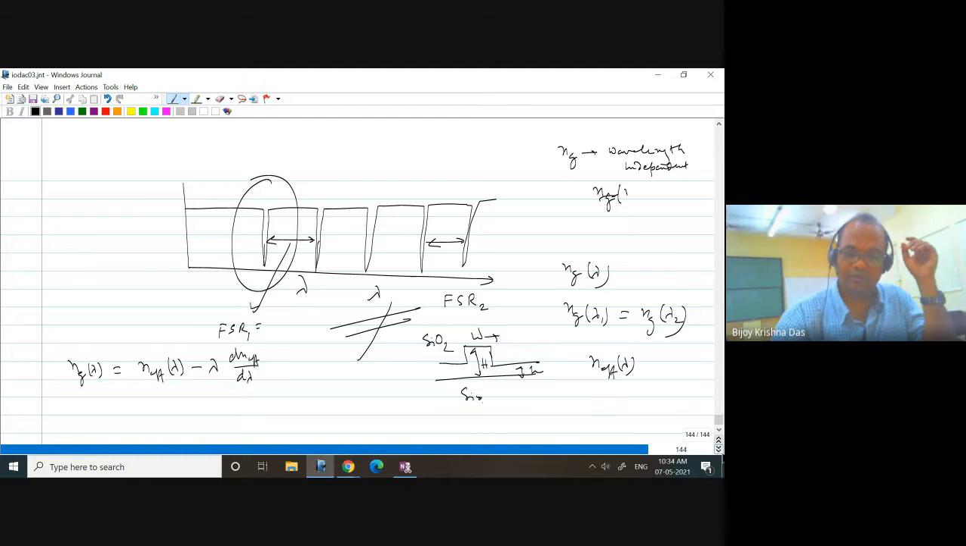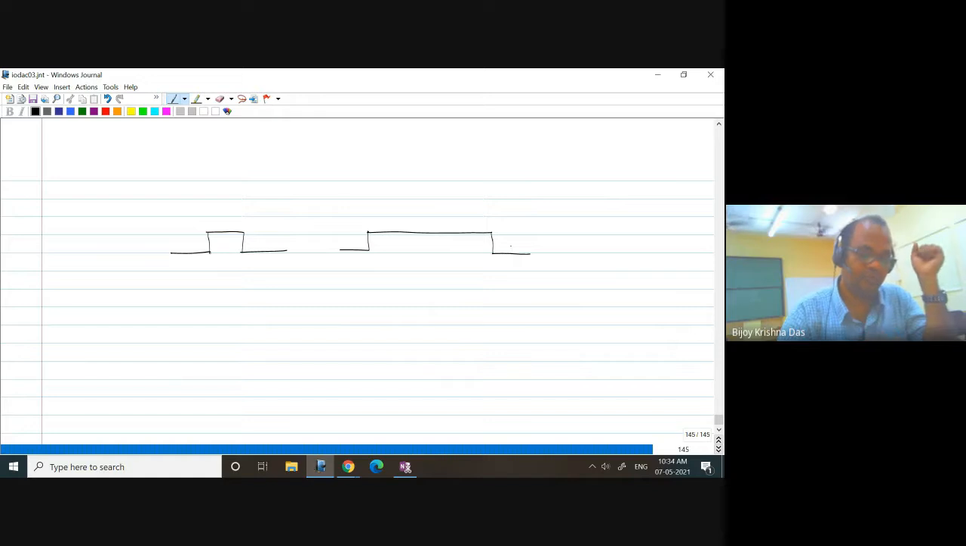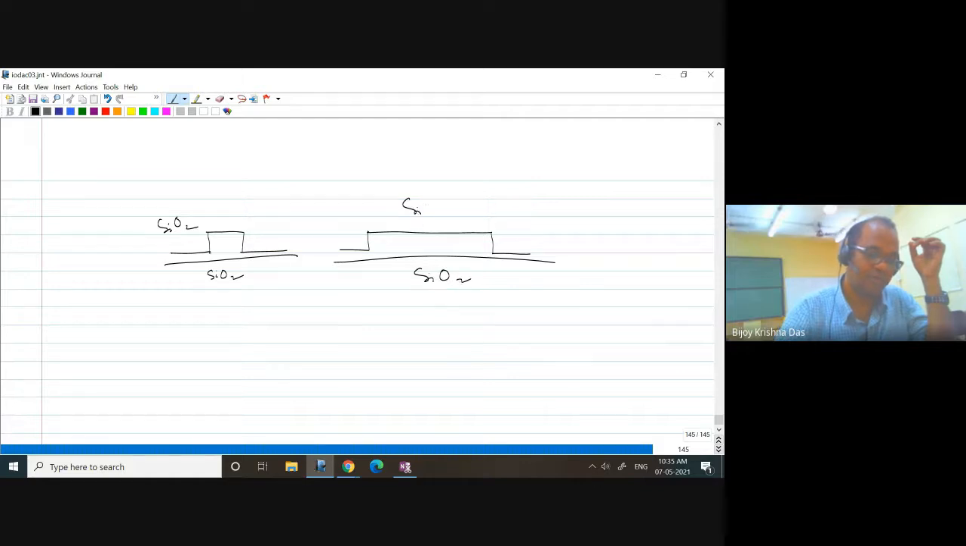So let me try to help you. You see, you have a waveguide like this, and another waveguide is something like this. Consider this W is much higher. Now tell me which one will be more dispersive. Or if that is difficult, let us consider this is SiO2 and this is SiO2, and this is also SiO2 and SiO2.